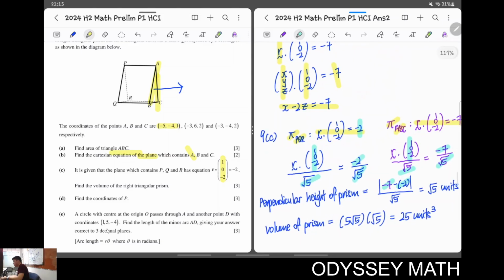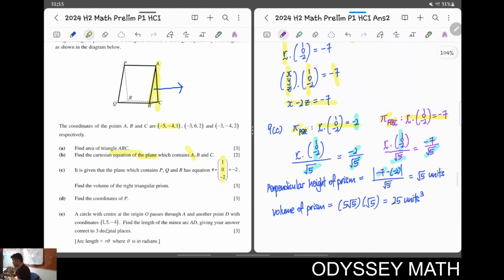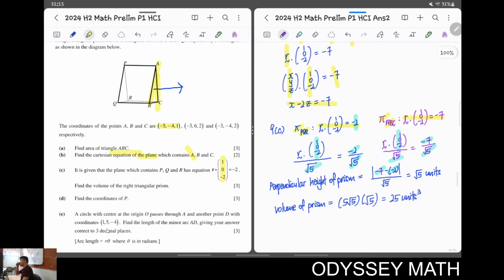You follow? Then the perpendicular height of the prism, I have explained this in the ACJC paper already. You simply take the difference. Okay, you simply just take the difference. You can do it in any direction. It doesn't really matter. So you take the difference. So how you do? I tell you.